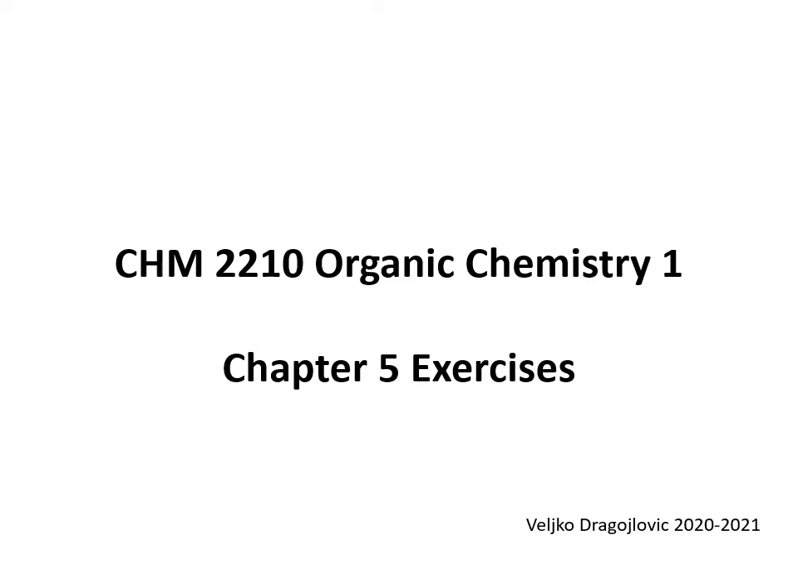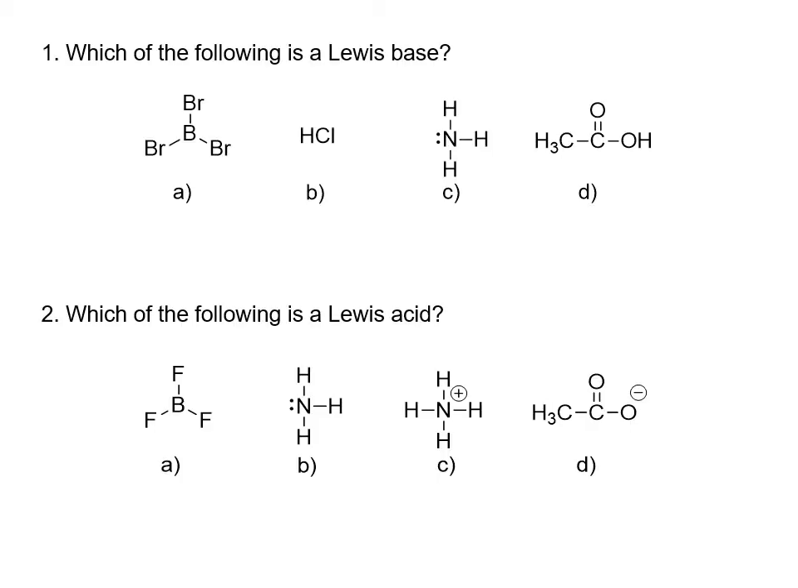In this video, we are going to review 8 exercises related to Chapter 5. So first question, which of the following is a Lewis base? Lewis base is an electron pair donor, which means that a Lewis base must have a free electron pair. A free electron pair may or may not be indicated.